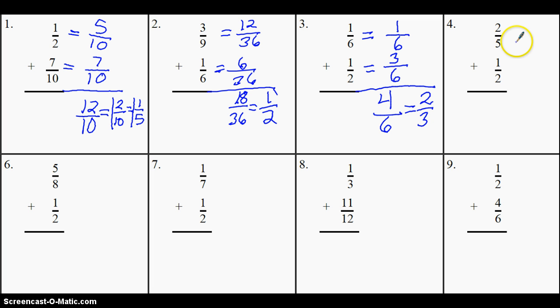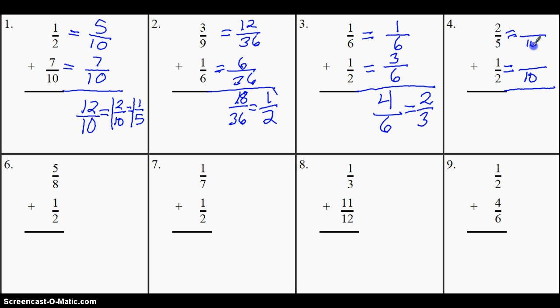I'll do this example, then I think I might stop. Here I have 2/5 plus 1/2. I know that my least common multiple, which will be my least common denominator for 5 and 2, is going to be 10.